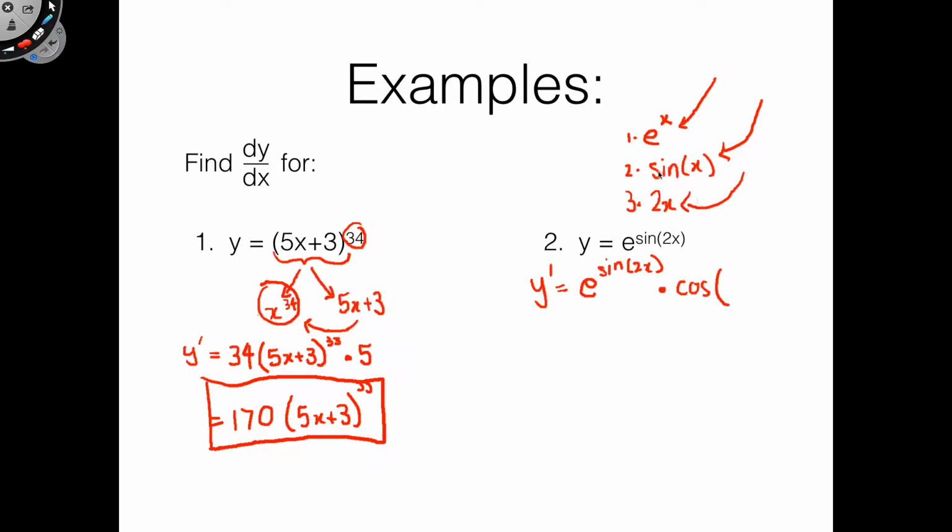But we have to keep in mind that because we have the 2x inside, we have to make sure we have the 2x in here as well. And then what's the derivative of 2x, the innermost function? Well, that's going to be 2. So that's what this would be. And then putting everything together would yield 2 e to the sine of 2x times the cosine of 2x.